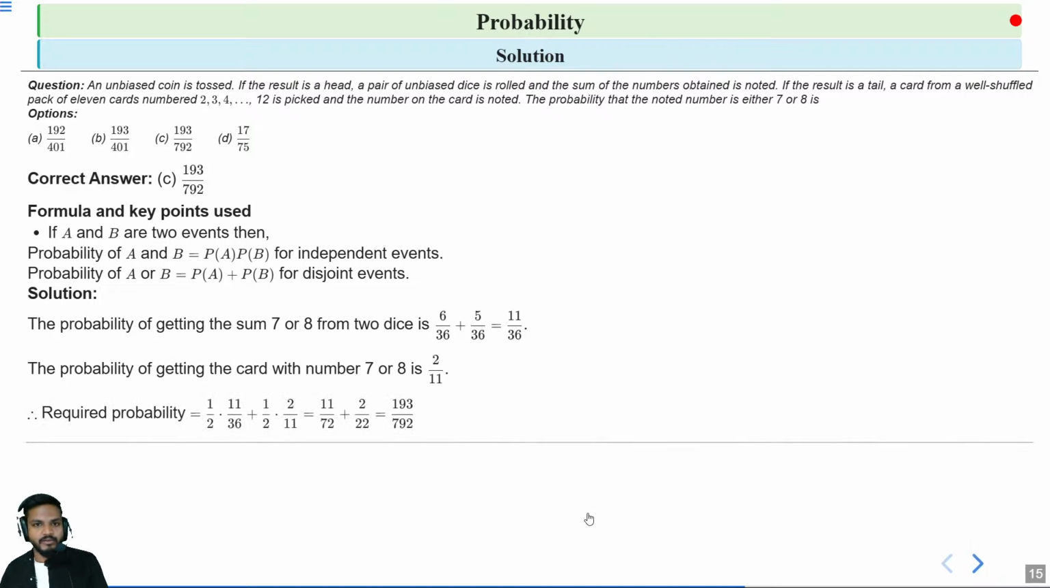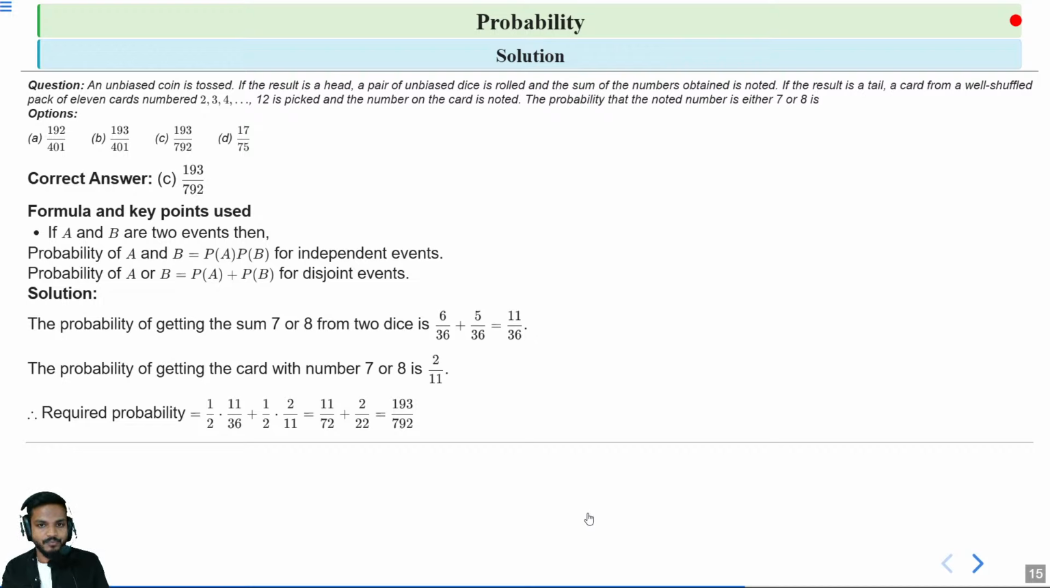So the required probability: we have to find the probability that the noted number is either 7 or 8. There are two possible cases, so we add the probability of both cases. First case: we toss a coin and we get head. The probability of getting head is 1 by 2, into, since both events are independent, the probability of A and B is probability of A into probability of B.